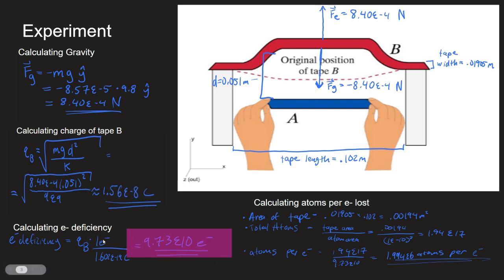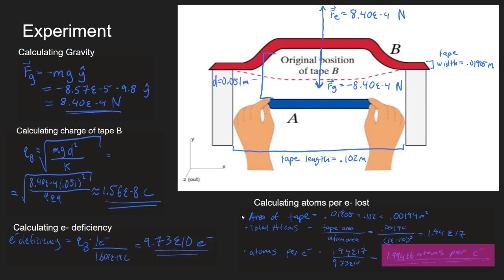And then the electron deficiency, if you just multiply that charge times how many electrons there are per coulomb, this is what you get. And then as for calculating how many atoms per electron lost I had, it's a process of finding the area of tape, finding the total amount of atoms by dividing the tape area and the atom area. And then the atoms per electron, it's just what I have here, total atoms divided by electron deficiency.